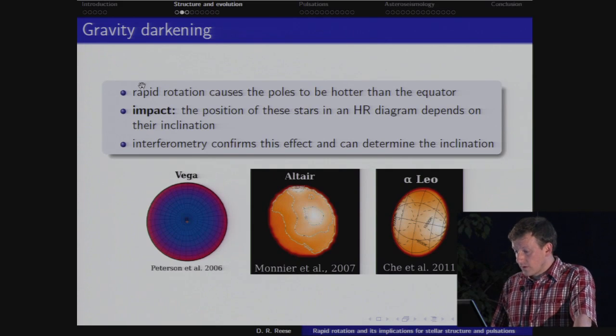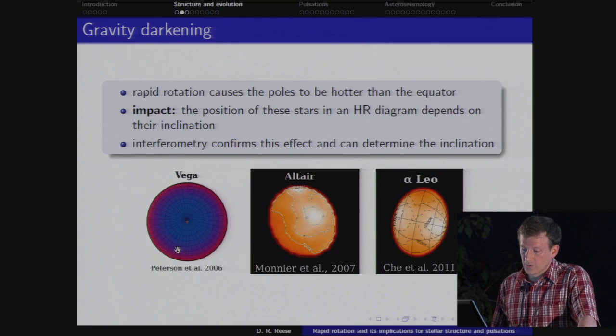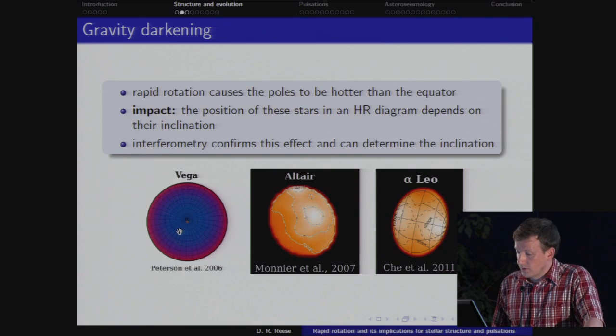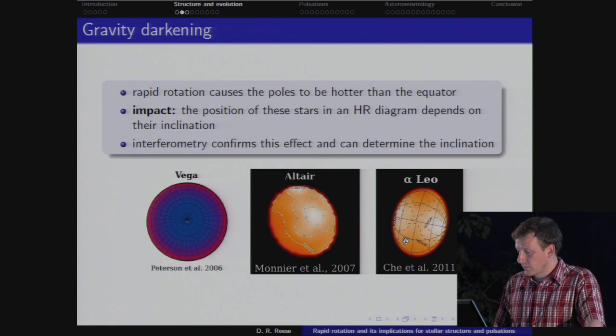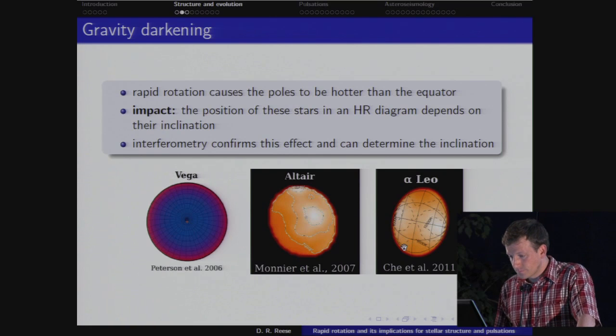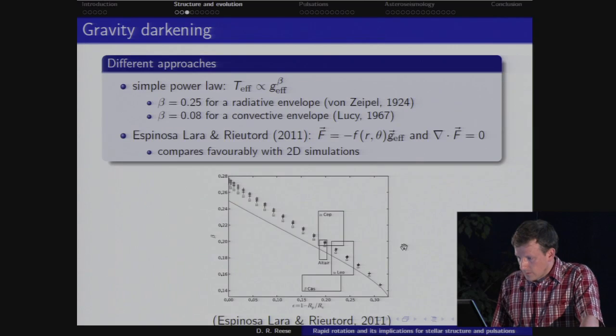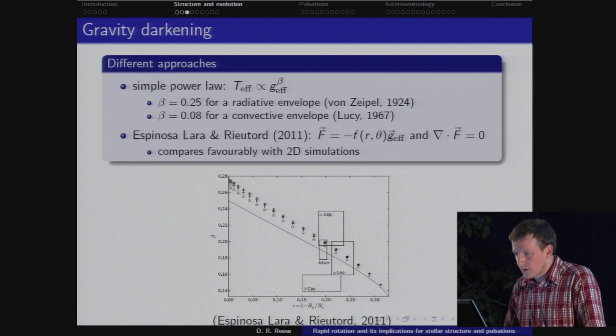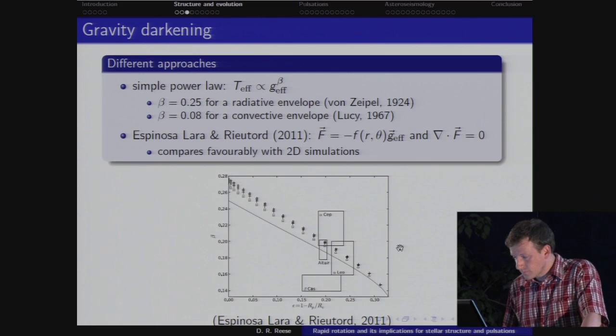And gravity darkening is confirmed also by interferometry, as you can see in these three different stars. And it can even be useful for determining the inclination of the star. So for example, Vega is nearly pole-on, whereas Alpha Leo seems to be more equator-on. Now there are different ways to model gravity darkening.